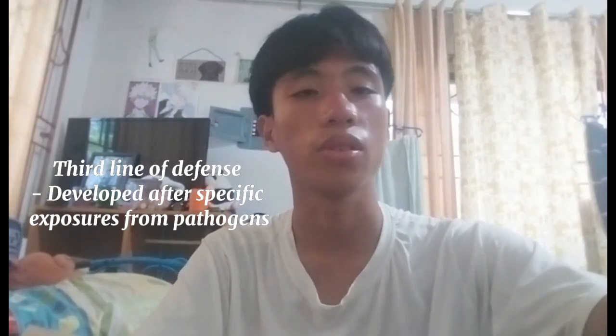The third line of defense of the animal immune system is developed after specific exposures to pathogens. This immune system is also called the adaptive immunity system. This immune system produces T cells that destroy infectious and cancerous cells and B cells that help create antibodies to destroy pathogens. The third line of defense is also activated when the first and second lines fail to defend against pathogens.